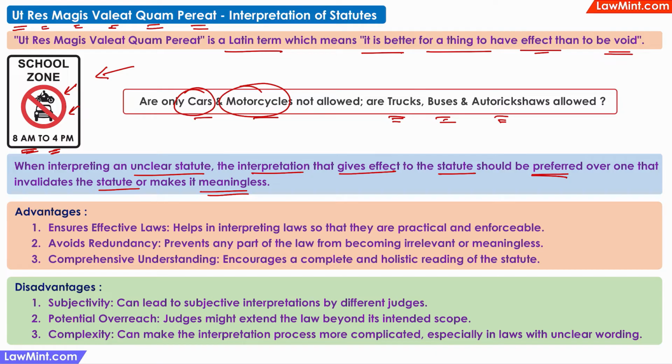And the board is only showing the pictures of a car and bike as examples, because putting icons of all vehicles is not practical. The advantage of this rule is that it makes laws more effective. At the same time, a disadvantage would be that the interpretation depends a lot on the discretion of the judge, making it very subjective. And there is also a possibility of the law being extended much beyond its intended scope. For example, what if the actual intention of this restriction was only to ban cars and bikes, and it is the interpretation that is extending it to all vehicles?